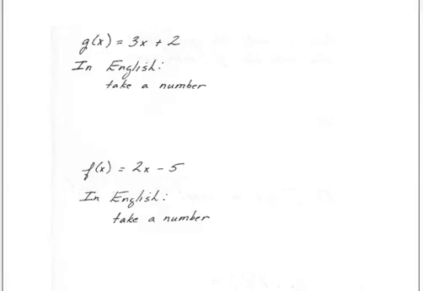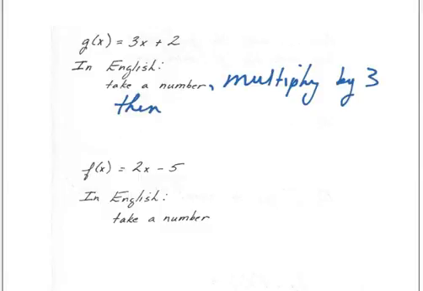All right, this is a standard function, but here's what I think will be really helpful for you: let's take just a moment to understand the English of this. This function says to take a number, that's the x, multiply it by 3, and then add 2. Isn't that what the function is asking you to do? Take a number, multiply by 3, and add 2.